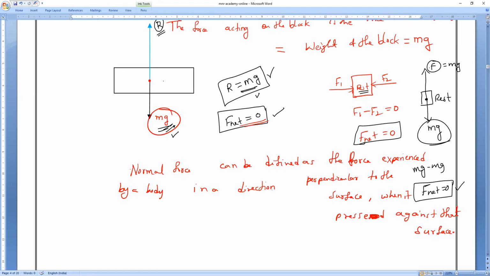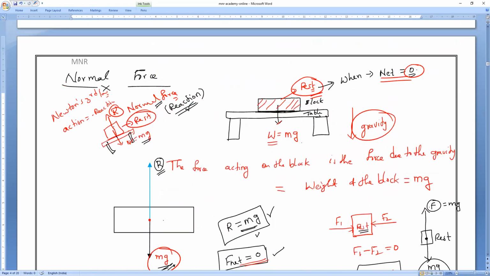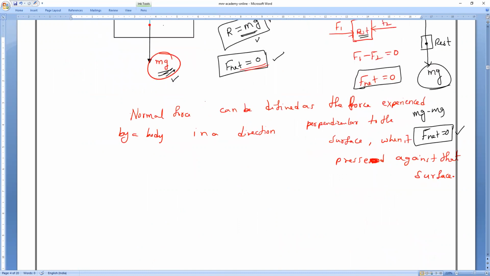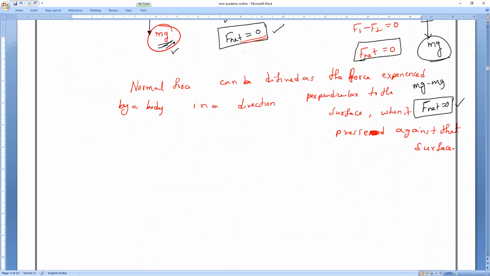See, the block is pressing towards the bench. So the bench will apply force in the upward direction, an equal amount of force to the weight. That is what is called normal reaction. Is it okay, everybody? Understand? All of you? Everyone respond. Clear? So this is what you have to remember. Any doubt, anyone can ask me. Okay?